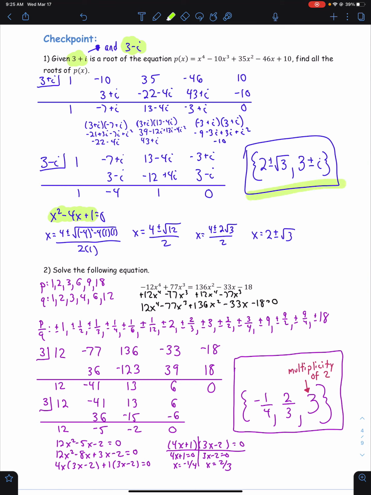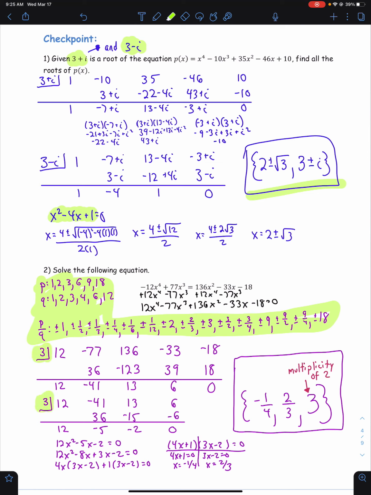And then number 2 was a little bit different because we had to set it equal to 0. And they don't give us any roots, so we have to use the rational root theorem to get all the potential rational zeros, and then use your calculator to see which ones it is. So I got 3, had a multiplicity of 2.